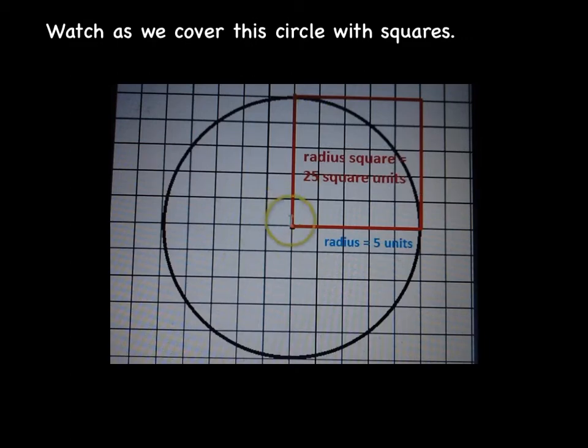All right, so that covers part of the circle. Now we still need to cover another part of the circle. Remember, we are covering the circle with radius squares. So if we take another radius square, that's another 25 units. Okay, that covers part of the circle. We haven't finished covering our circle yet, so we need to make another radius square. So we have now created 3 radius squares.